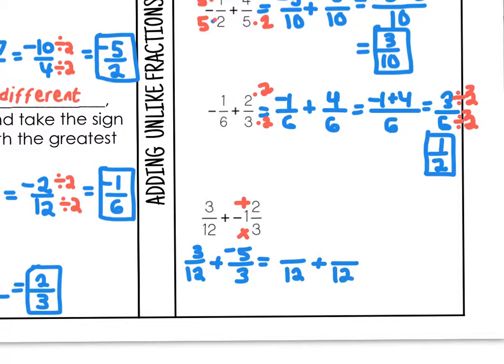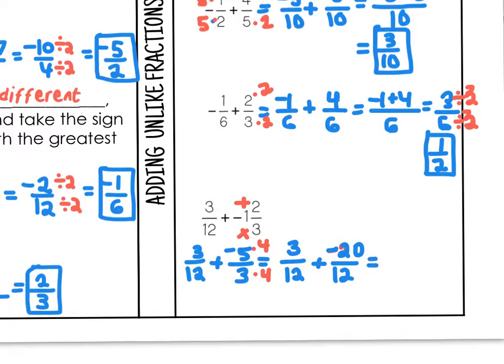So for the first fraction, since it's already 12, we're going to leave the numerator alone. It's going to be the same. We're just going to bring it over. But for the second fraction, since it wasn't a 12, it was a 3, we have to figure out, okay, how do we make it a 12? Well, we times it by 4. And so you do that to the top. Oops, I don't know why I'm switching colors, sorry. That's going to be negative 20. Negative 5 times 4 is negative 20.